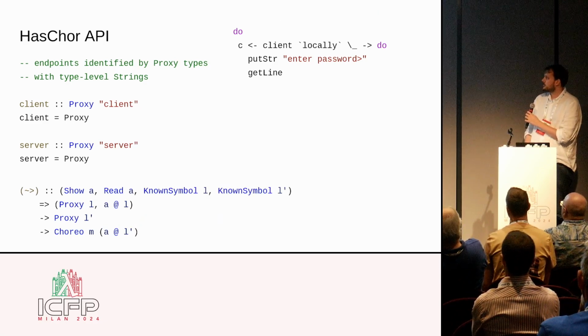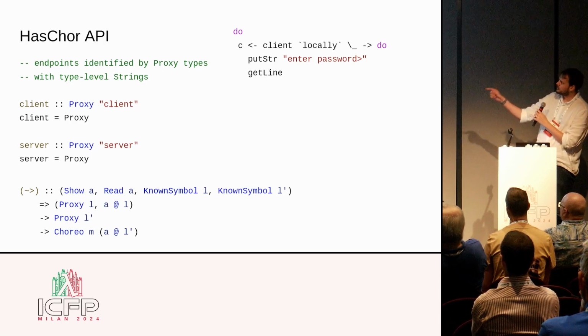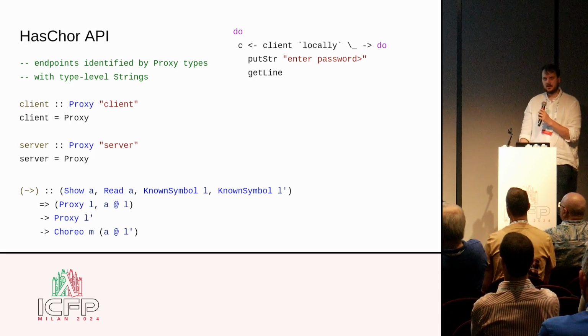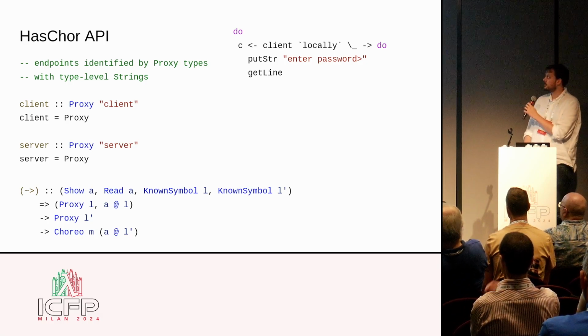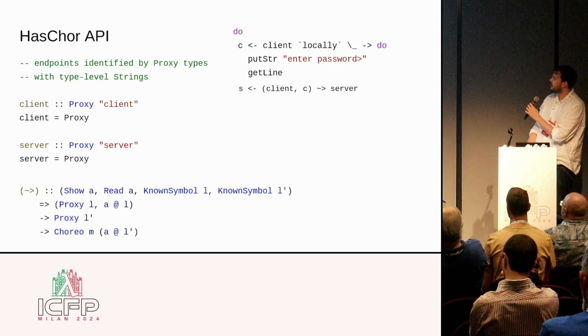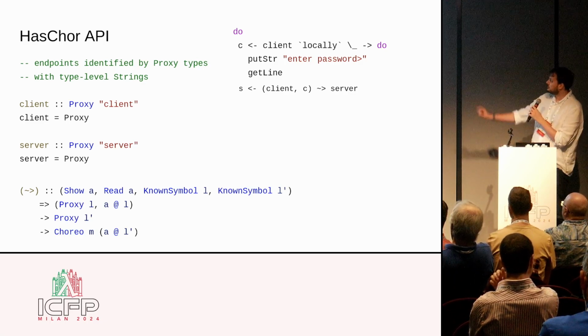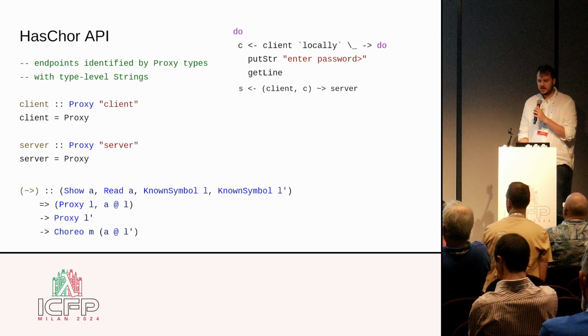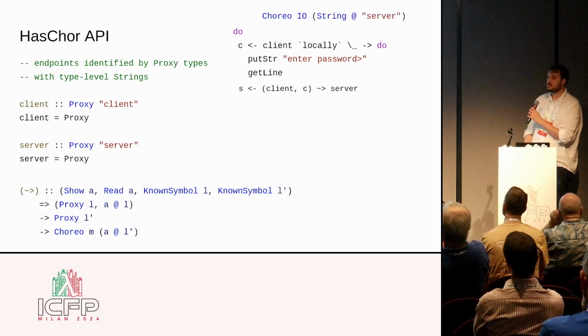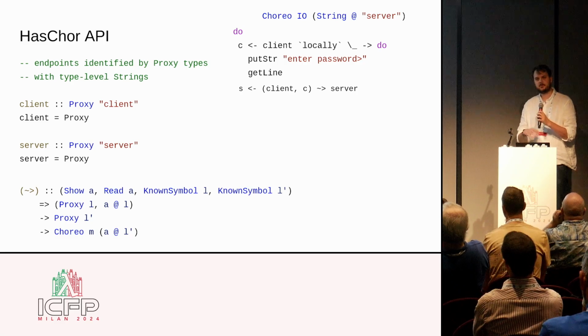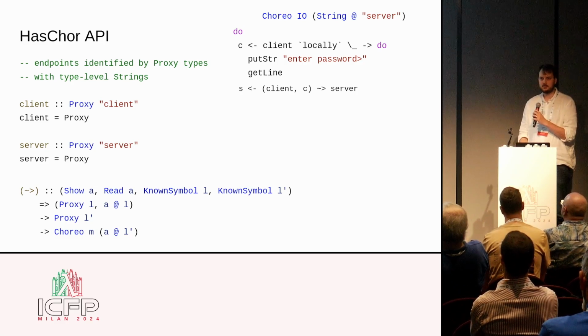The second function, the communication, takes a tuple of an endpoint and a value at that endpoint, and then it takes another endpoint, which is supposed to receive this value. So for example, if the client wants to send this value to the server, you just put this little squiggly arrow there, and that'll happen. So the type of S is now string at server. We communicated this string from the client to the server.